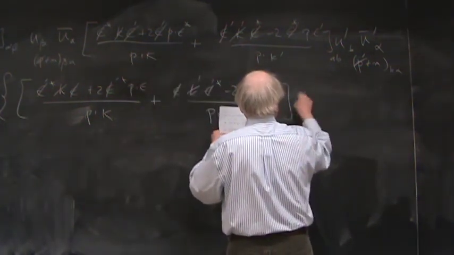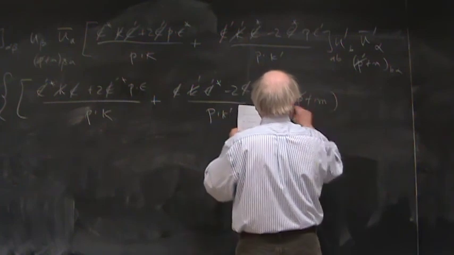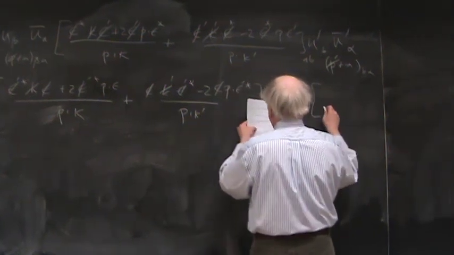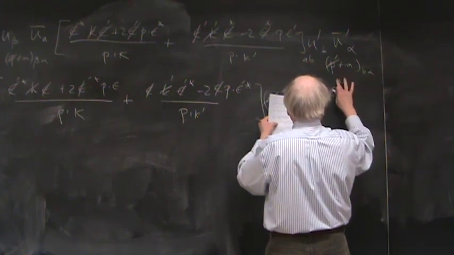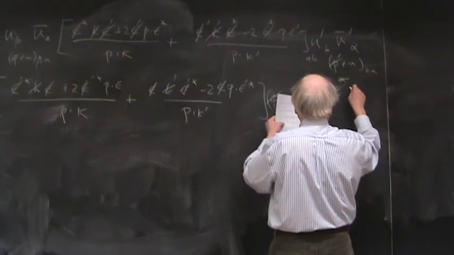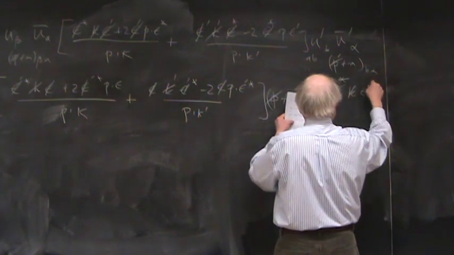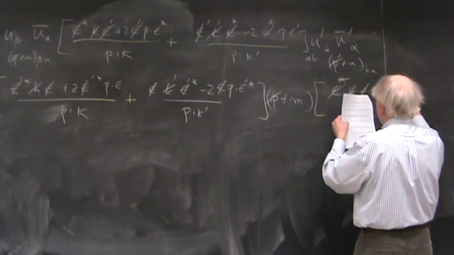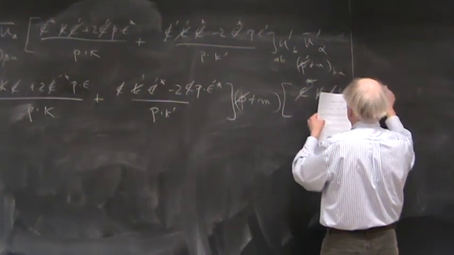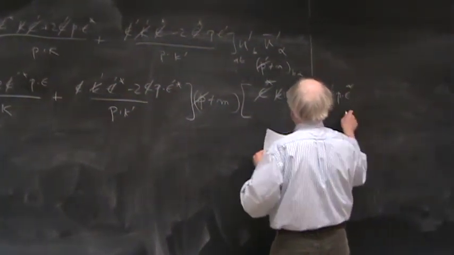And then we have p slash plus m. And then we have epsilon star slash, so this is just an epsilon star slash, k slash epsilon prime slash plus 2 epsilon prime slash p dot epsilon star. Was there a question?